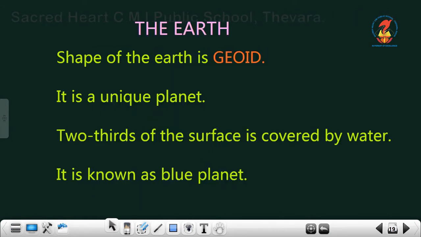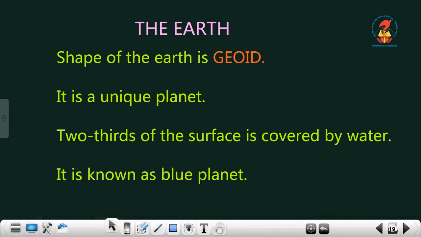Next, we are going to study the Earth. We already studied it last year, and this is the continuation. What is the shape of the Earth? It looks like a geoid. That is, it is round in shape and is known as a geoid. Earth is a unique planet. It has land masses and water bodies, and life-supporting air exists on it.